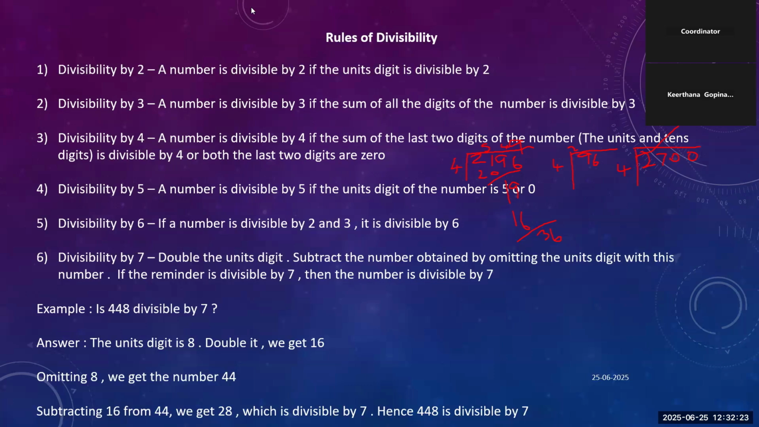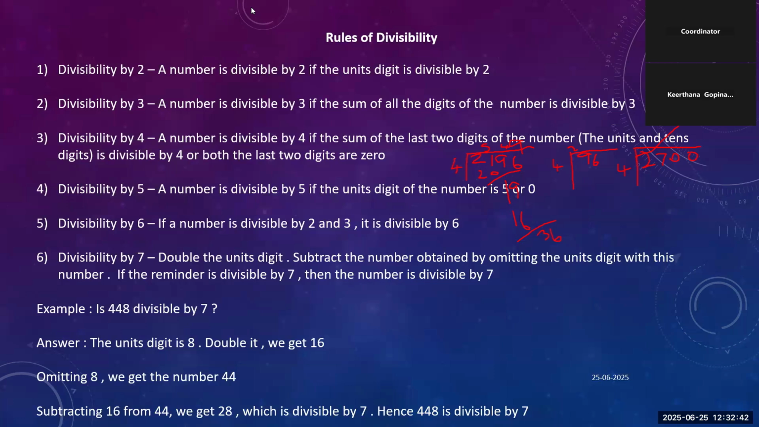So how do you know if a number is divisible by 5? That is simple. If the last unit digit is 5 or 0, it will be divisible by 5. Simple rule. Now, divisible by 6. If a number is divisible by 2 and 3, then it is divisible by 6.